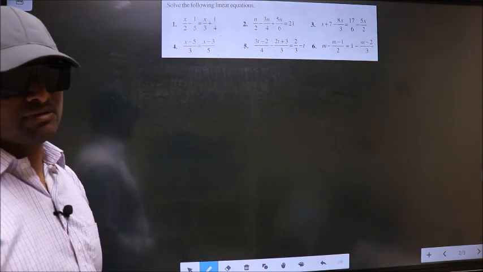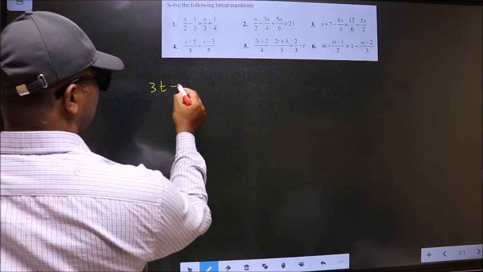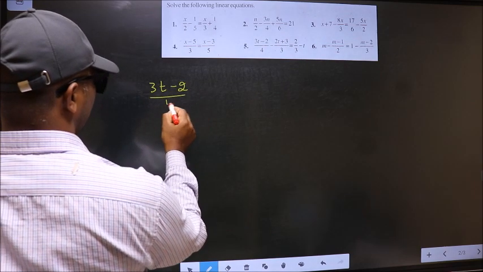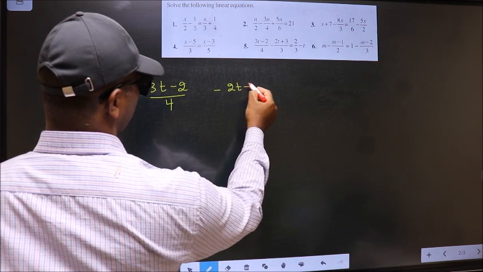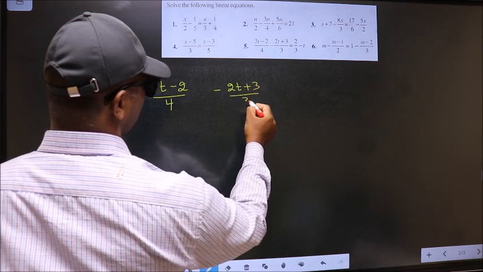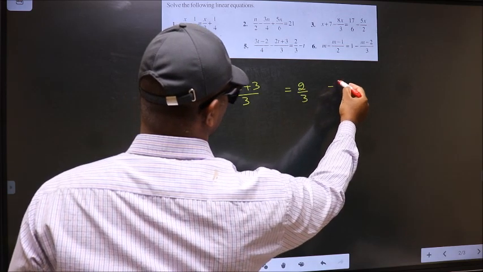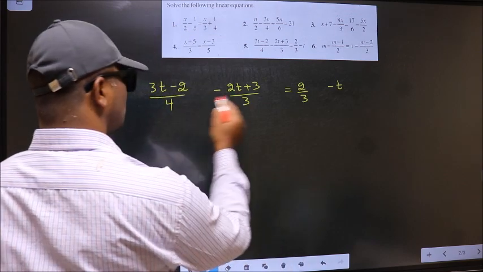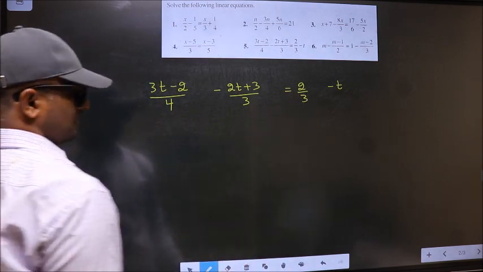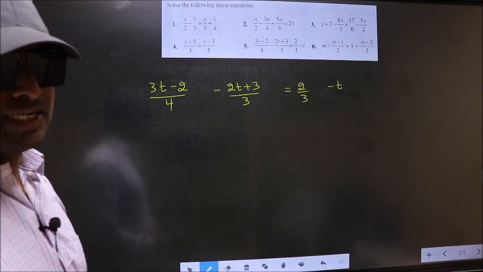Now question 5. (3t minus 2) by 4 minus (2t plus 3) by 3 equal to 2 by 3 minus t. Now, to solve this equation, first we should get rid of the denominators.